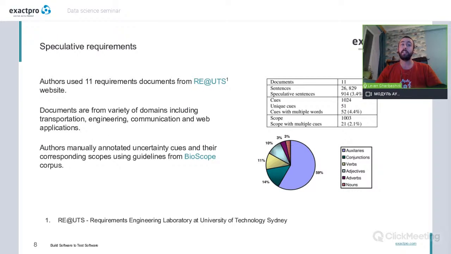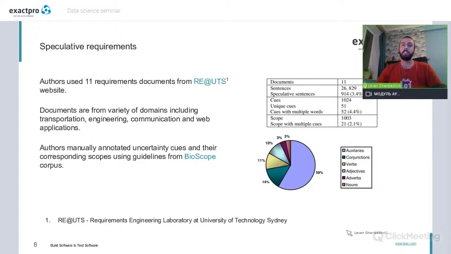And they also used another data set, which they annotated themselves. It is a set of 11 requirements documents from the Requirements Engineering Laboratory at Sydney. It contains a variety of domains, not just medical text like before. It includes transportation, engineering, web applications, communication. They annotated both uncertainty cues and the scopes, and they followed the BioScope guidelines.